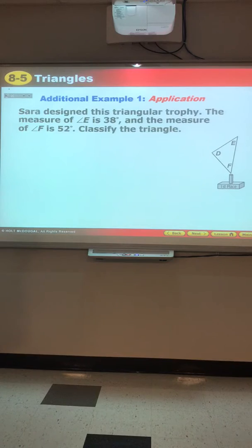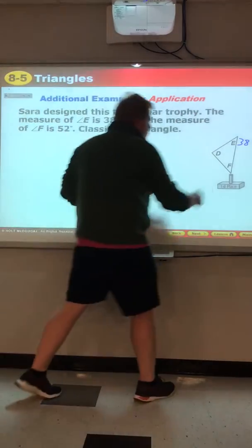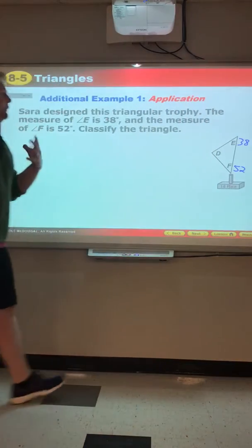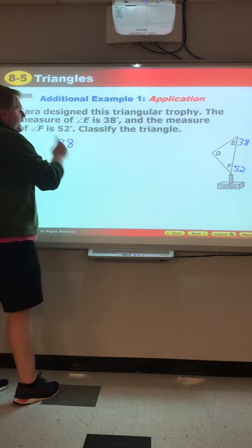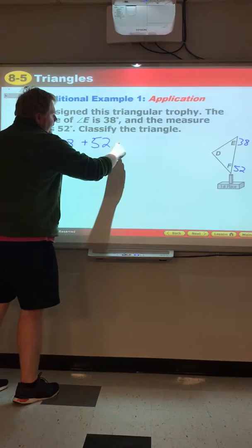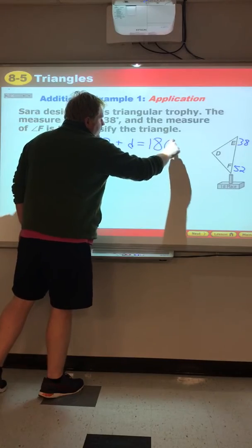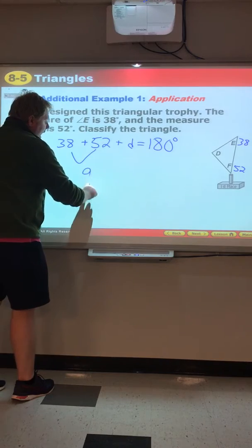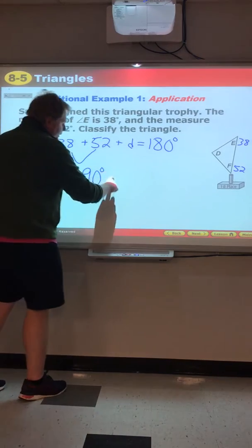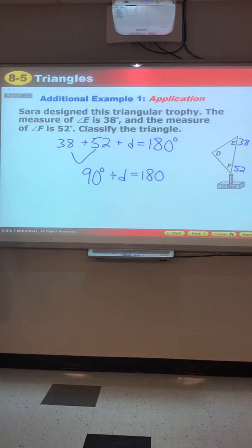Sarah designed this triangular trophy. The measure of angle E is 38. And the measure of angle F is 52. But she forgot to write down D. What a travesty. But I know if I add 38, and I add 52, and I add, I don't know what D is, but if I add that in there, it'll be 180. Well, can't I add these two together? That makes 90 degrees for those two. Plus D equals 180. You probably already see, Grayson, that D is going to be 90 degrees.